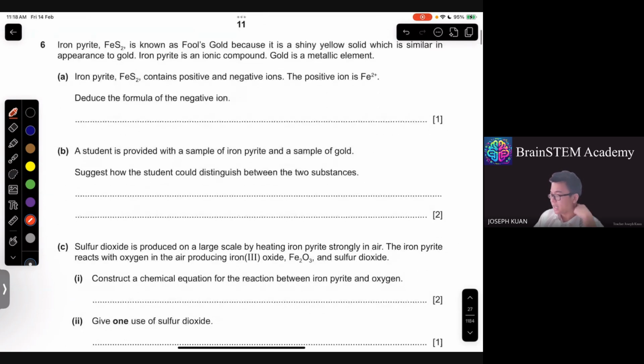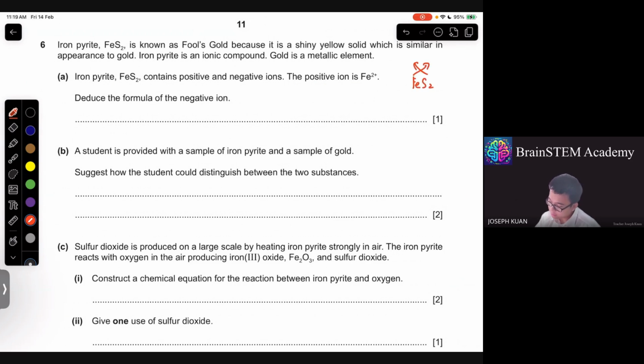Moving on, iron pyrite is known as fool's gold because it is a shiny yellow solid which is similar in appearance to gold. Iron pyrite is an ionic compound. Gold is a metallic element. Iron pyrite contains positive and negative ions. The positive ion is Fe2+. We use a formula for the negative ion. So Fe2+, we have FeS2.